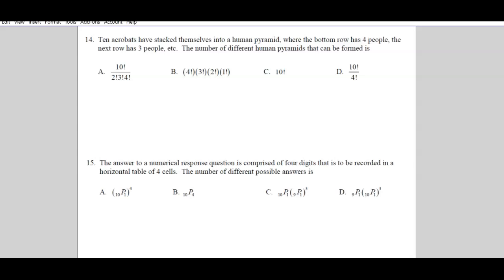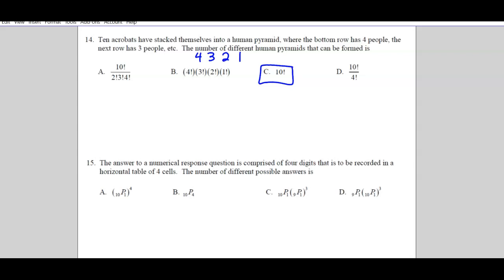But remember, this is kind of like the math department photo. We had 5 and 4, and all the arrangements, it didn't matter. It was still 9 factorial. So how many different pyramids? If we have 10, 4 in the front row, 3 in the next, 2, and 1, that adds up to 10, so it's going to be 10 factorial.